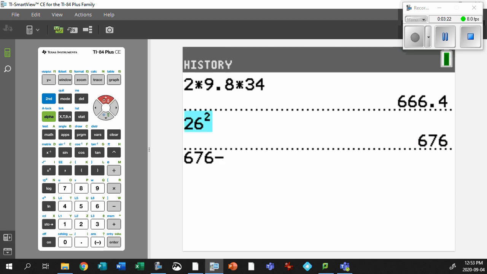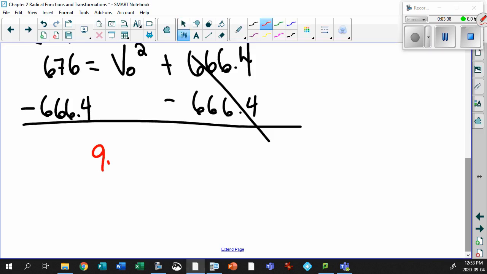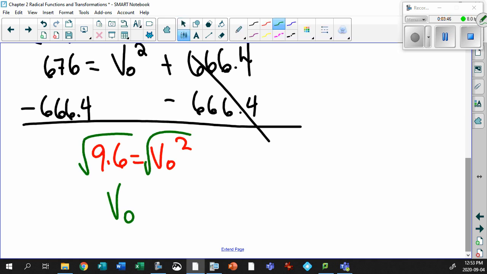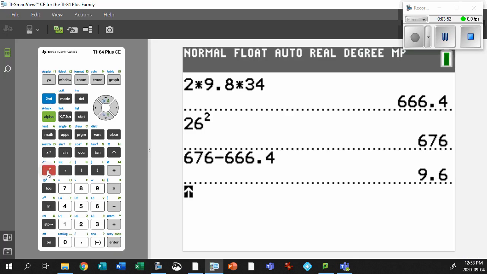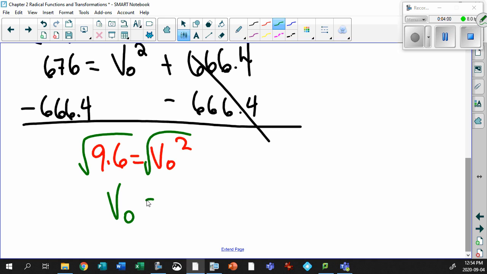Now, I'm showing you this because what if the numbers were ugly numbers? Like, I mean ugly with huge, huge decimal places and stuff like that. Now you know how to use your calculator to your advantage to find out what that number is. Oh, 9.6. Boy, that was tough. So this is 9.6 equals V naught squared. And look at this. Square root, V naught equals, should be something a little bit more than 3. So take the square root of this answer here. Boom. And your result is 3.09, or basically just good old 3.1.